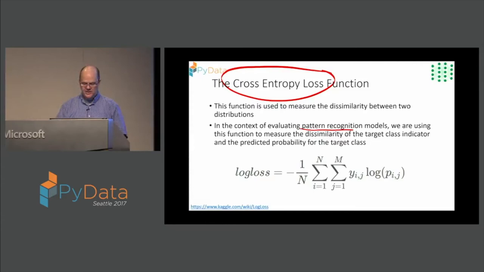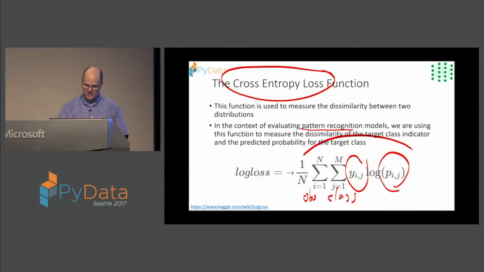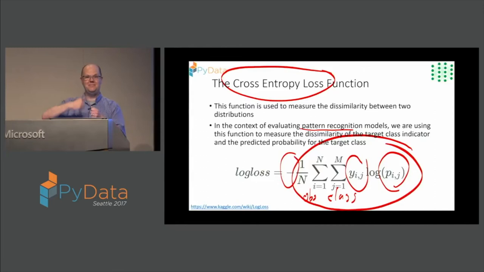So here we have our predictive probabilities, and here we have an indicator of whether it actually belongs to that class, over the classes and the observations in your data set. So this sum is negated, of course, because otherwise it would be going up, right? The negated version of that sum is log loss, or another name for that is cross entropy.